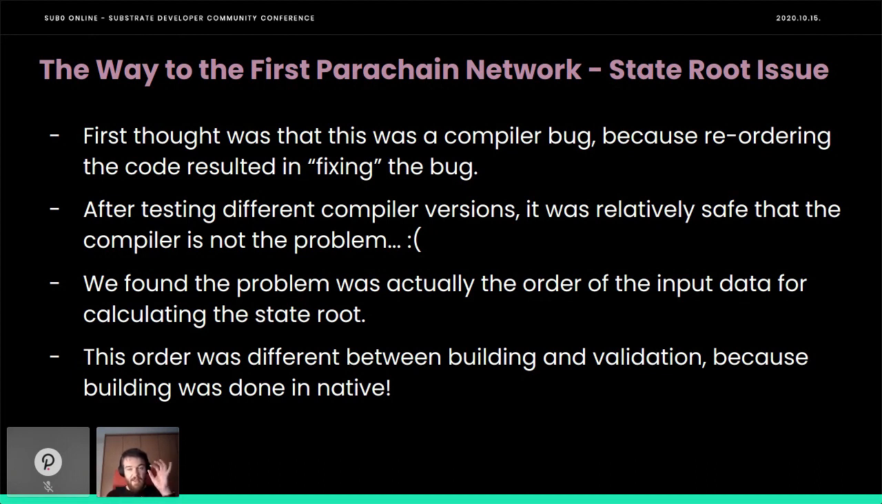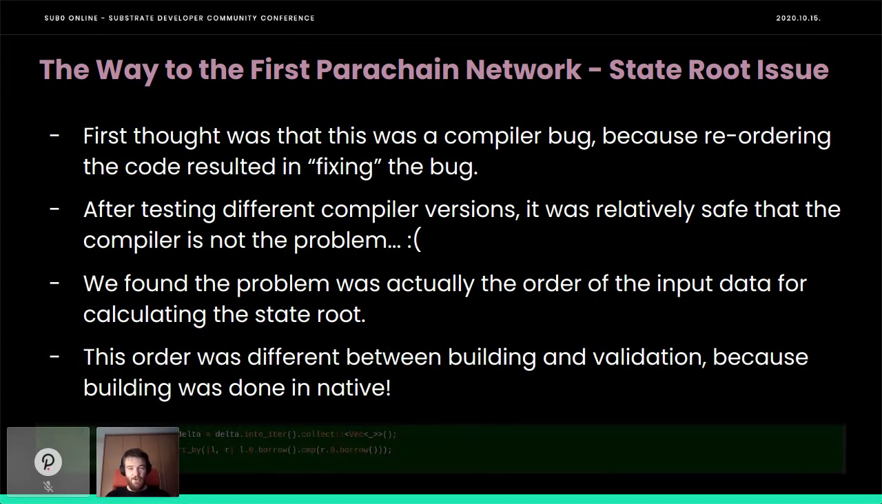It was the order of the input data for calculating the state root. It was different between the building side and the validation side. And the difference came because when building, we were using native, and on validation, it's using the WebAssembly version. The native side used a B-tree map that was always sorted, and the WebAssembly side used a hash map, and that could be different in order. So the fix was just 2 lines, and it was like, yeah, okay, 2 weeks of work for 2 lines for sorting some data.